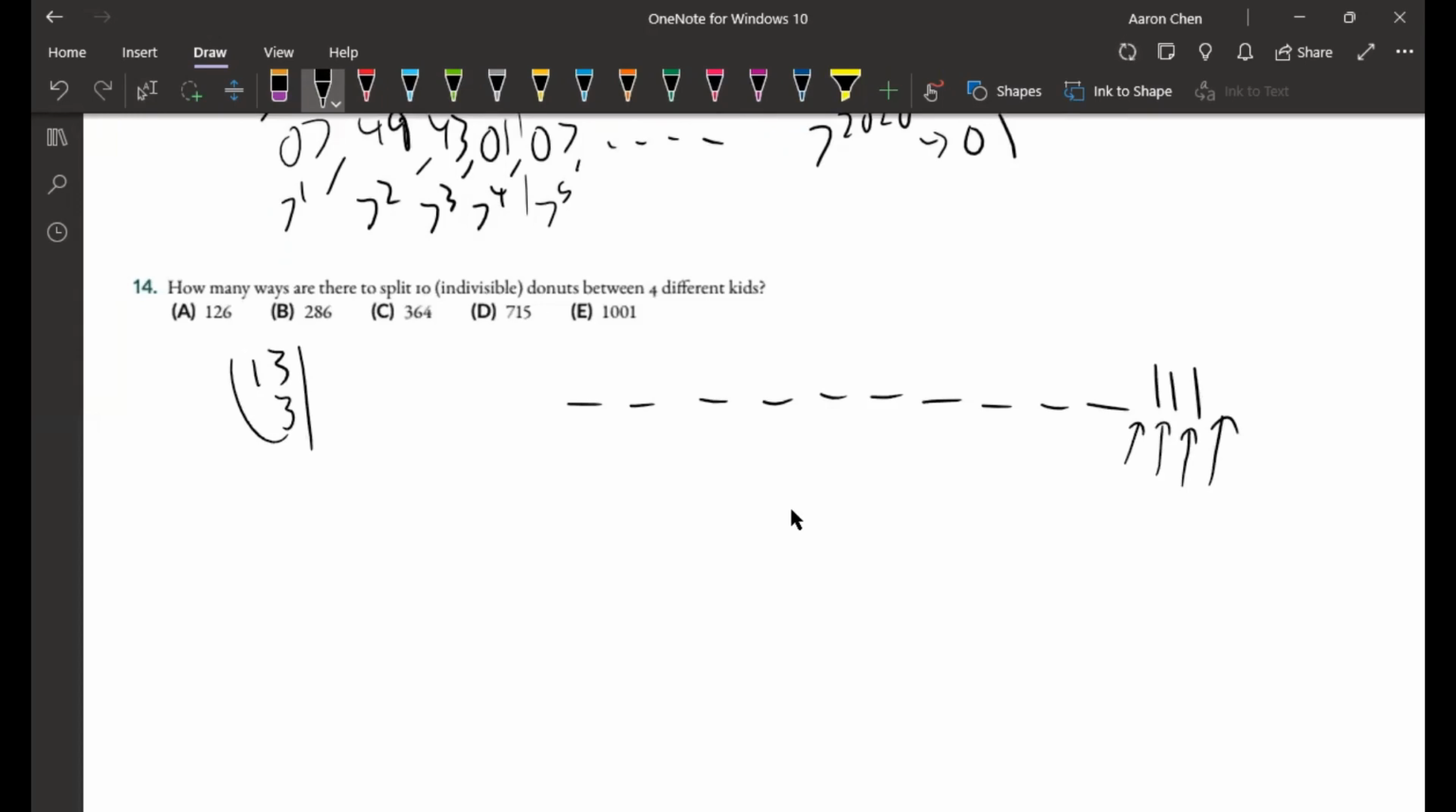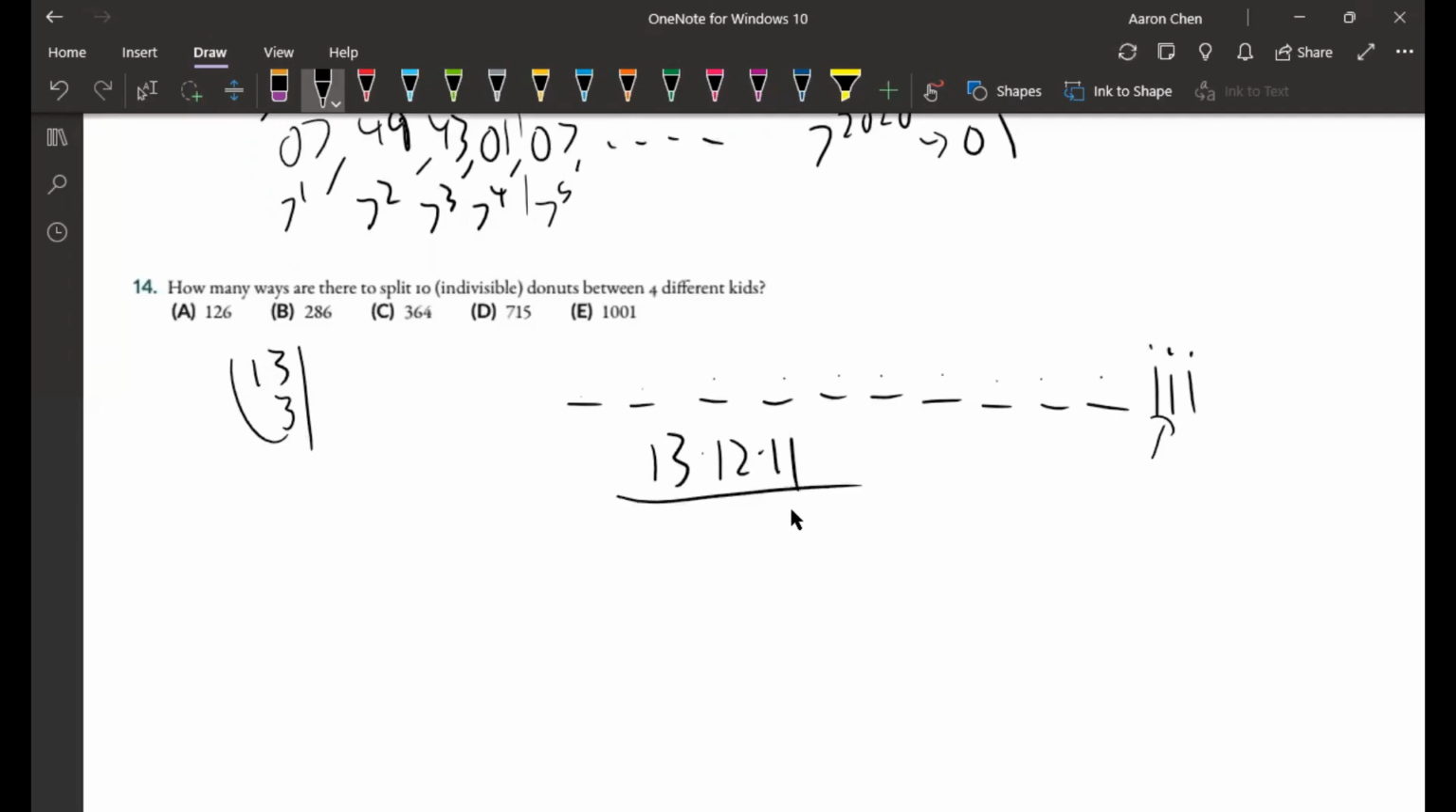So yeah, that's why there are 3 dividers. Basically we want to find the number of ways to arrange this on a line: 1, 2, 3. Now there are 13 spots here, because 1, 2, 3, 4, 5, 6, 7, 8, 9, 10, 11, 12, 13. And so we can do 13 times 12 times 11 to choose the number of spots for these 3 sticks.